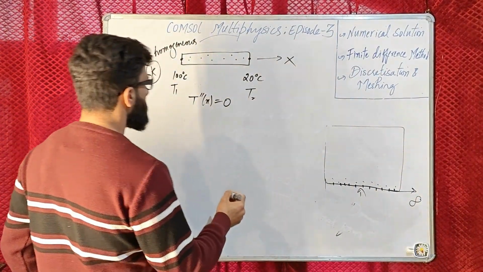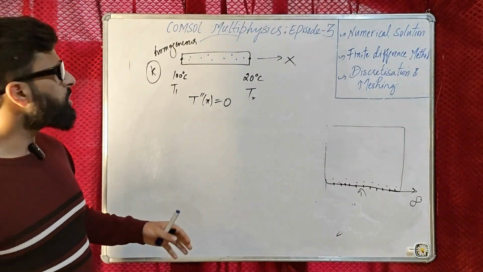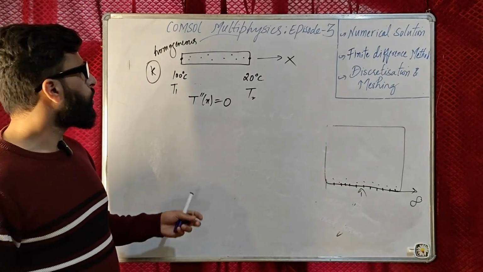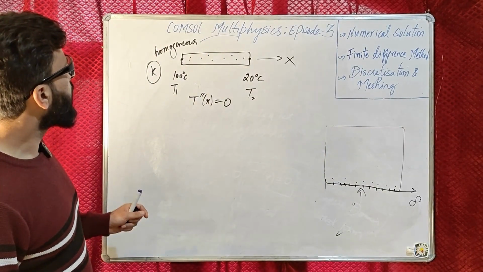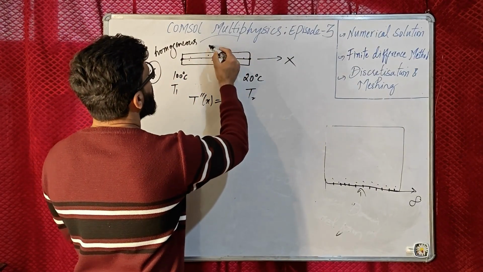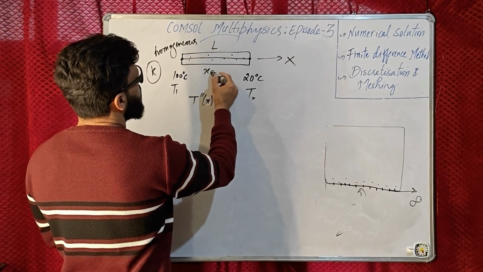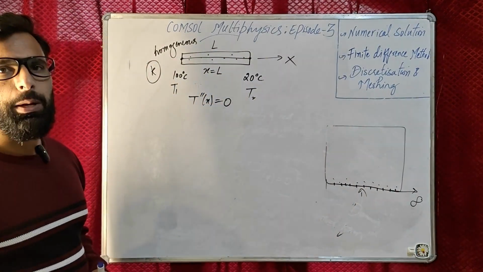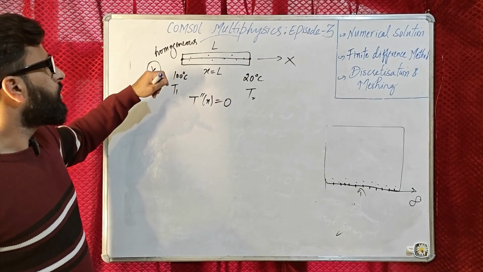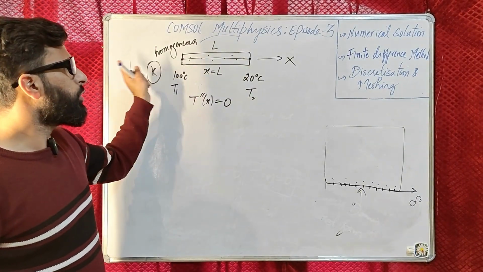So how to solve it: we know that for any form of differential equation, whether partial or ordinary, we cannot apply the differential equation to the entire domain. This is our domain right now. Suppose the length of the rod is L, so our x value is L. Our domain is one-dimensional, so its length is L. So we cannot apply the differential equation to the entire domain.